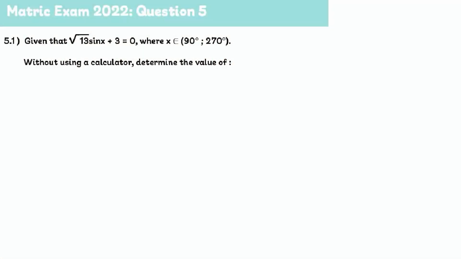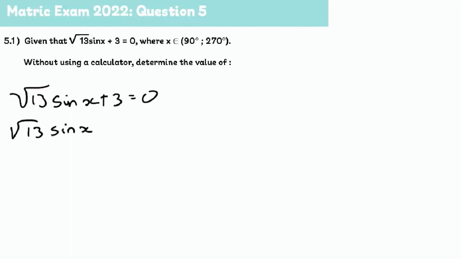We're on to question 5.1. Let's have a look. Given that the square root of 13 sin x plus 3 is equal to 0, where x is an element of 90 and 270 degrees, let's solve for it, because every other question is going to come from this. Square root 13 sin x plus 3 equals 0. Therefore, square root 13 sin x will equal minus 3. Sin x will equal minus 3 over square root 13.